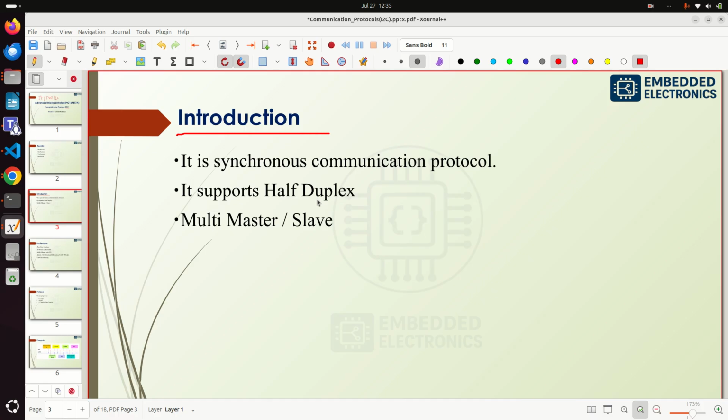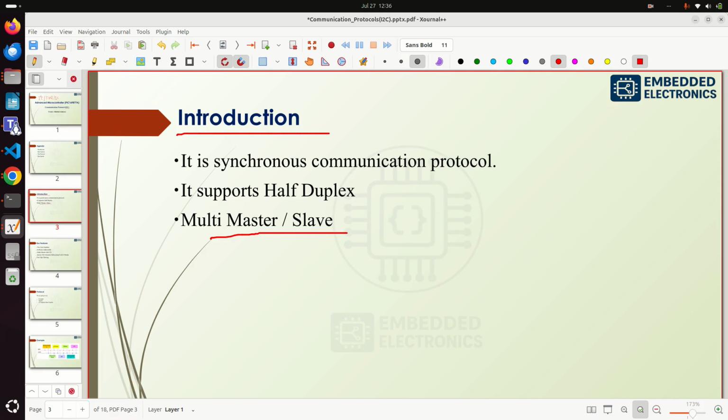If it is full duplex communication, then how many data lines are required? In full duplex communication, both can transmit and receive at the same time. But in half duplex communication, only one can communicate at a time. So here one is going to transmit, the other is going to receive, and then the other is going to transmit and one is going to receive. Like that communication happens. So it requires a single data line, and it is a multi-master multi-slave communication protocol.